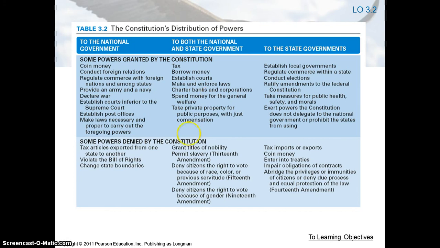Big here, both of them have the power to tax and borrow money, and both have the power to establish courts. This becomes a problem as we move forward. You can see here they have the ability, both have the ability to charter banks and corporations, spend money for general welfare. It's this part right here that causes the blurring on who has what power.